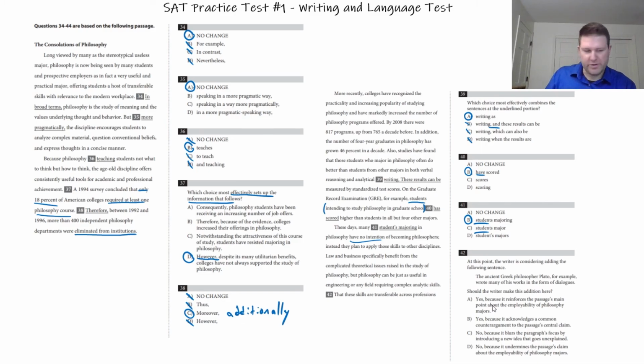So should the person add this? And it's like, no. We just chop out the yeses here. And then if we look at the reasons, no, because it blurs the paragraph's focus. No, because it undermines the passage's claim. So it's not undermining the passage's claim, because that would mean it's like disagreeing with its main point. But it does blur the paragraph's focus because it's not related enough, right? It's sort of interrupty. So this is C.